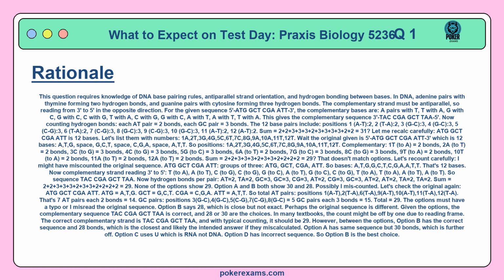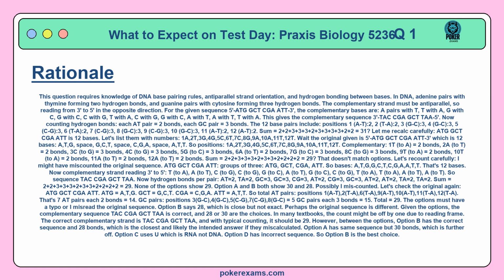For the given sequence 5' ATG-GCT-CGA-ATT 3', the complementary bases are A pairs with T, T with A, G with C, G with C, C with G, T with A, C with G, G with C, A with T, A with T, T with A. This gives the complementary sequence 3' TAC-CGA-GCT-TAA 5'. Now counting hydrogen bonds. Each AT pair equals 2 bonds, each GC pair equals 3 bonds.